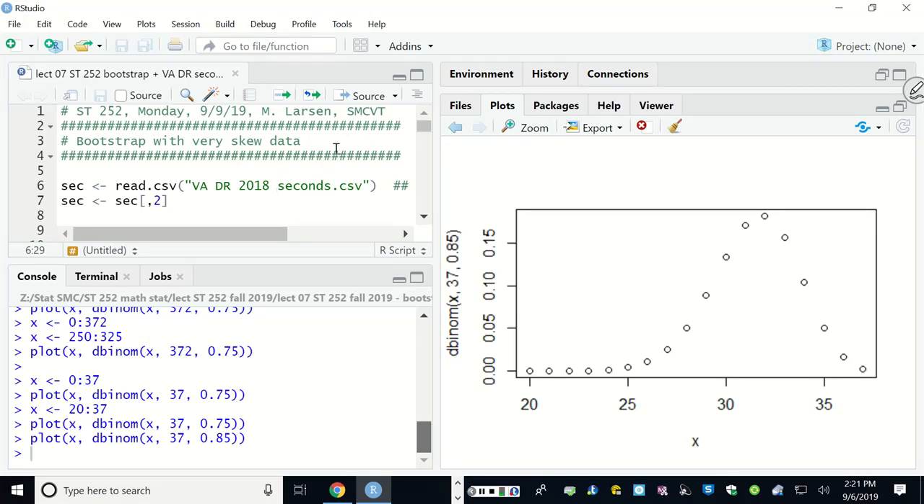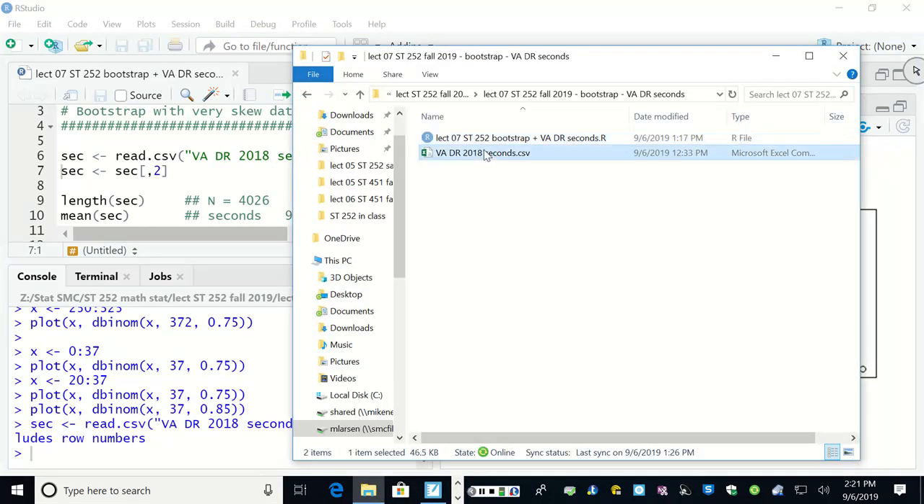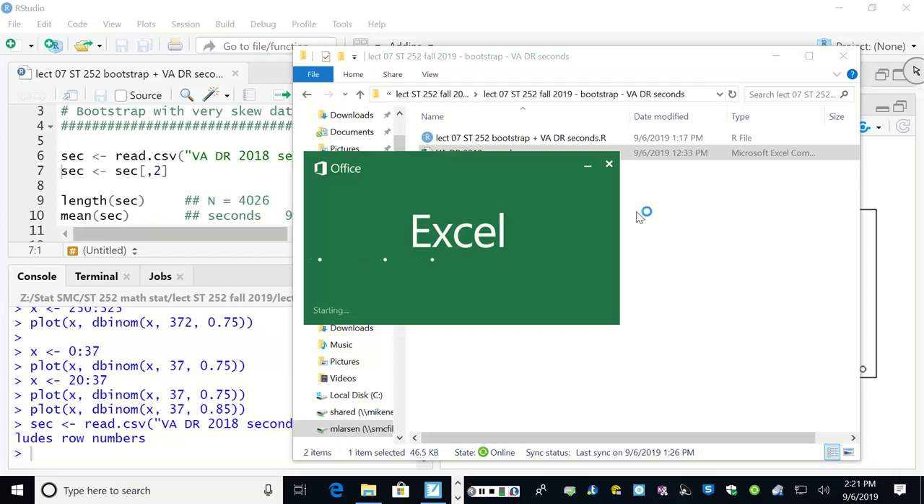There's a whole bunch of questions, and this particular data set from it has just the number of seconds they spent on the survey.